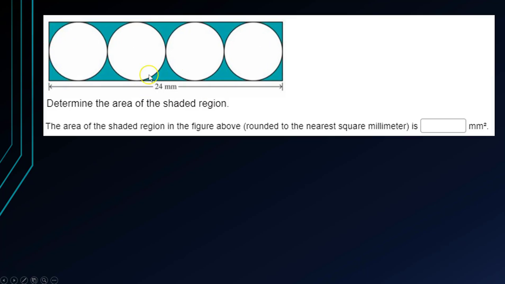These 4 circles span this 24 millimeter length, which means that I have 4 diameters essentially equaling the same length as this 24 millimeter side of the rectangle. So I know that 4 diameters is 24 millimeters, which means that the diameter of each one of these circles is 6 millimeters.